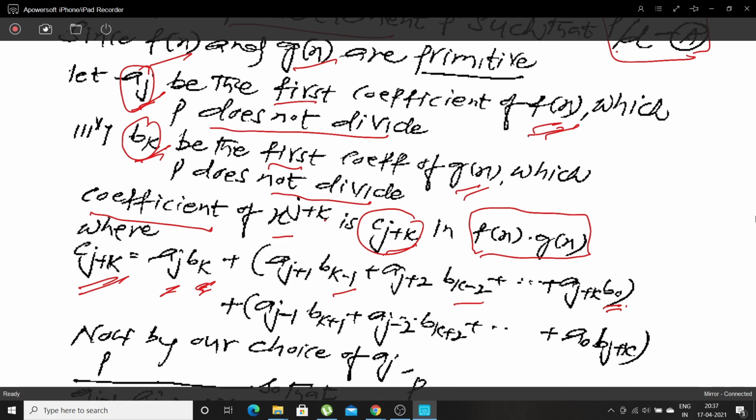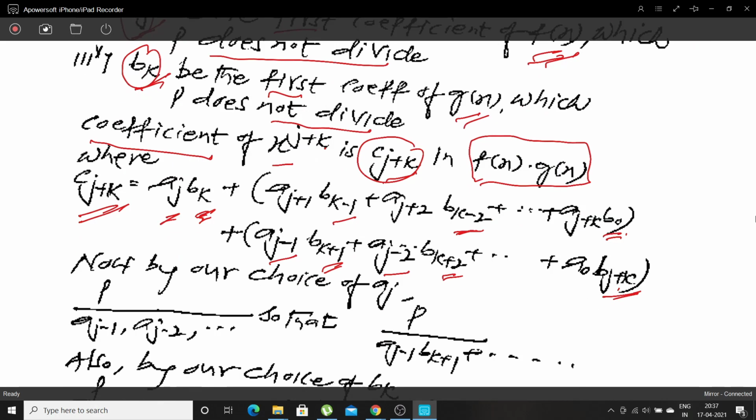Go on decreasing the suffix of a. Here we have j plus 1 up to j plus k. After that, go on diminishing, j minus 1, j minus 2. At the same time, k minus 1, here we have k plus 1, k minus 2, here we have k plus 2, and so on up to b of j plus k. Let me introduce the bracket. This is one term. The entire bracket is the second term, and the last one from here to here.